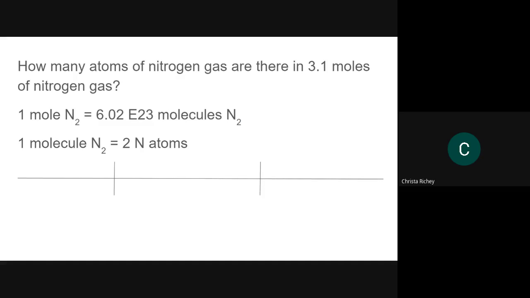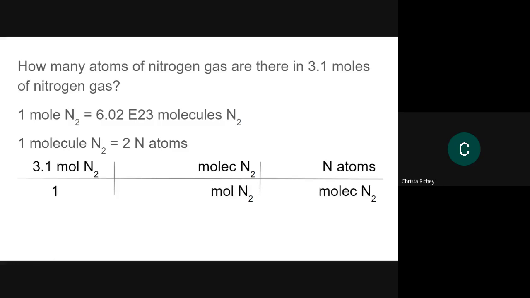And once again, that's what the flow chart is helping you with. You're starting in moles of nitrogen gas, which is a molecule, and then we're going to go from molecules to atoms. Start with 3.1 moles of nitrogen gas. I have to go from moles to molecules first. And then I'm in molecules. I'm going to drop down and I can go to atoms. But I'm getting my numbers from the conversion factors that are above the stoichiometry cost.